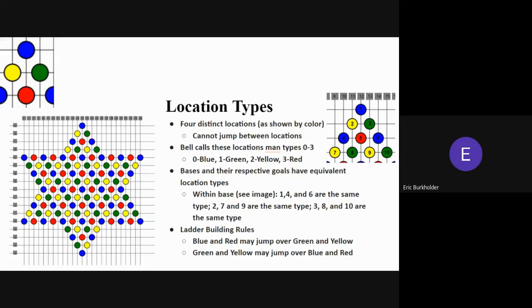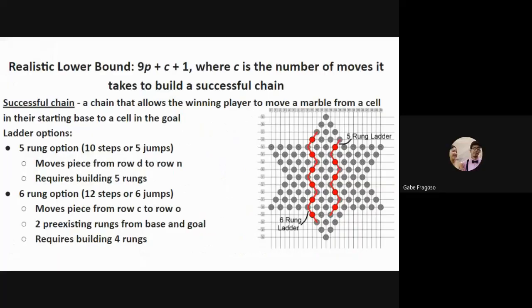Secondly, we may see that a ladder built using green and yellow locations may be traveled on by red and blue locations, and that a ladder built using red and blue locations may be traveled on by green and yellow locations. After considering an absolute lower bound of 9p plus 1, we used a more realistic lower bound, 9p plus c plus 1, where p is the number of players and c is the number of moves it takes to build a successful chain. A successful chain is a chain that allows a player to move a man from a cell in their base to a cell in the goal.